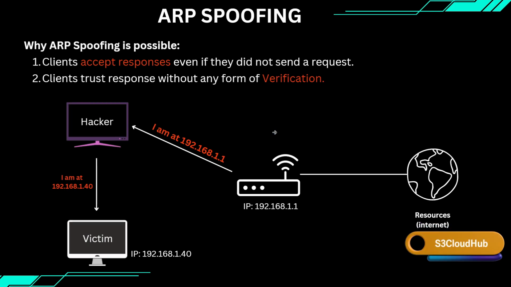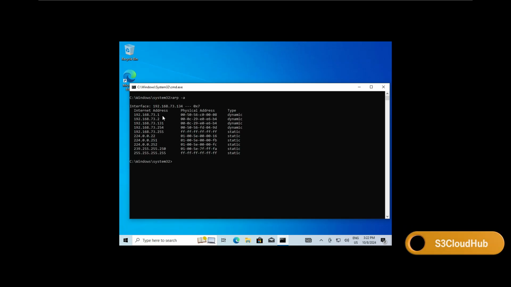First off, let's take a look at the ARP table on a Windows device. Every device maintains an ARP table, which maps IP addresses to MAC addresses. This is how devices identify each other on a network. Let me run a command to display the ARP table using arp -a. Here you can see the IP address of our router is 192.168.73.2 and it's linked to this MAC address, which is the MAC address of the router.